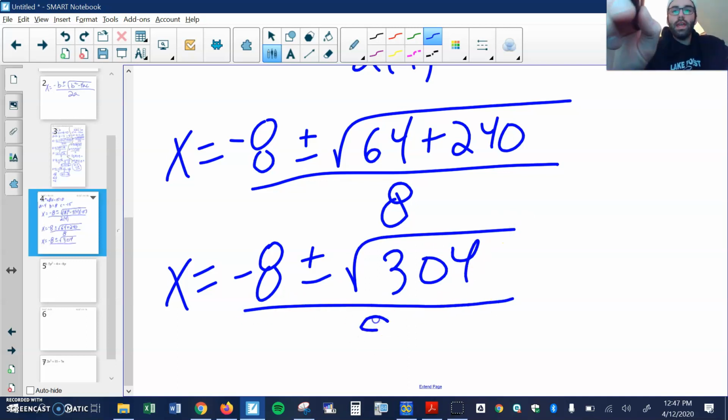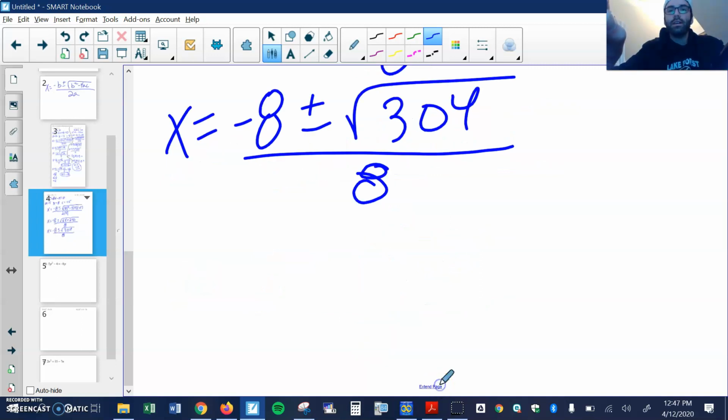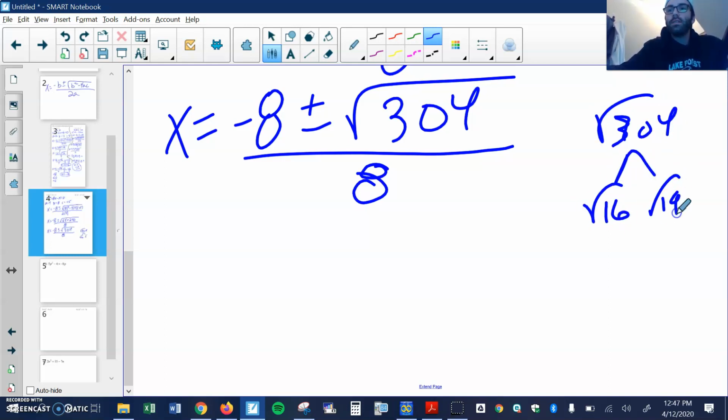304 over 8. Okay, 304 divided by 16. And 19. Wow, that's the first try. Man, that's sick. So I'm going to rewrite, remember, square root of 304. Okay, simplify it. That's 16 and 19. So it's 4 root 19.